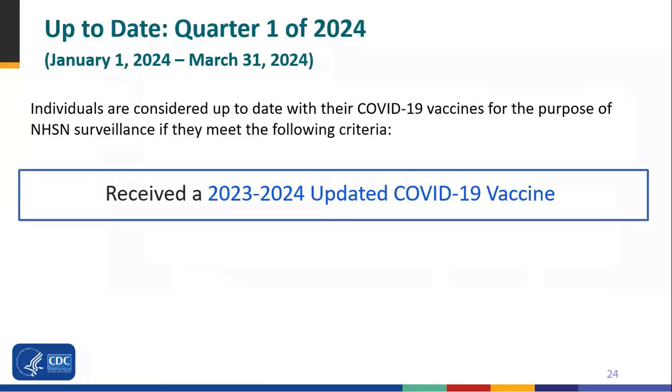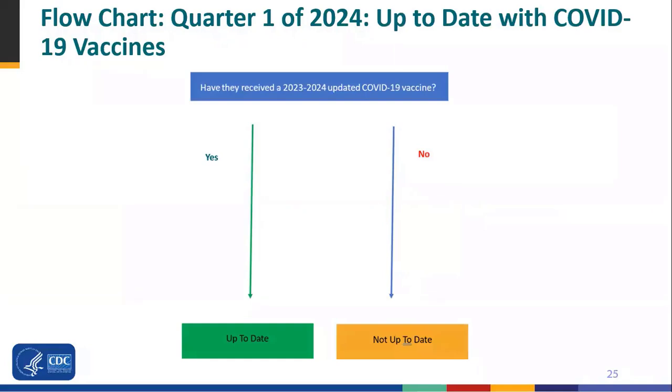For the current reporting quarter, beginning in January 2024, individuals are considered up to date with their vaccines for the purpose of NHSN surveillance if they received a 2023-24 updated vaccine. This slide presents the information we have discussed in a flowchart format. Facilities can use a flowchart to decide if a healthcare worker is up to date with COVID-19 vaccination.